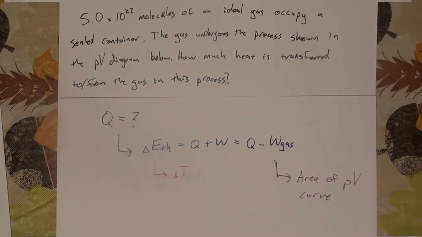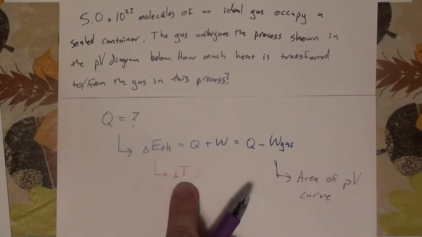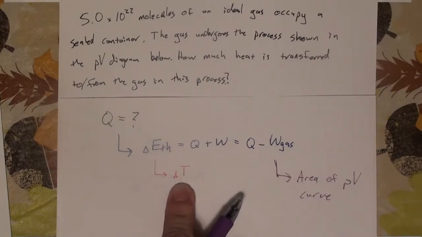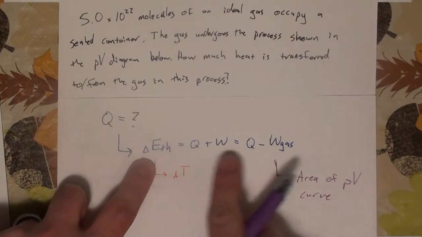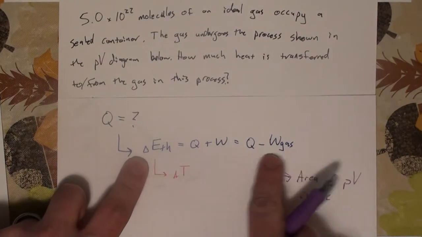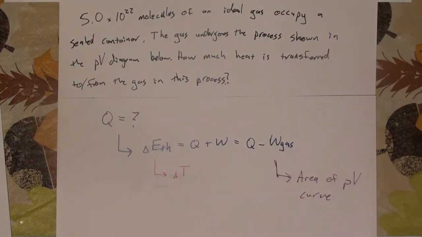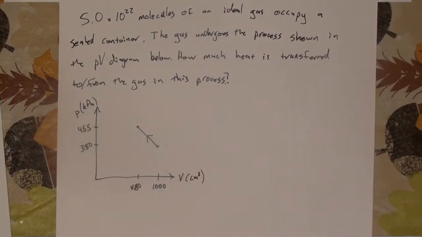Okay, so this is our approach. We need to find the work done by the gas by finding the area under the curve, and we need to find delta T so we can multiply it by 3/2 N k to get delta E thermal, and then we just plug it into this relationship: delta E thermal equals Q minus work done by the gas. Okay, so that's our approach.